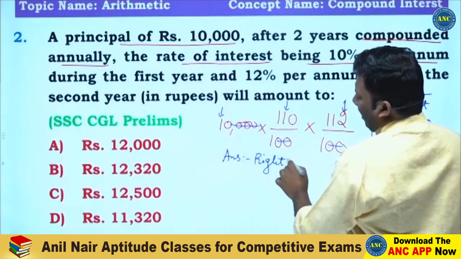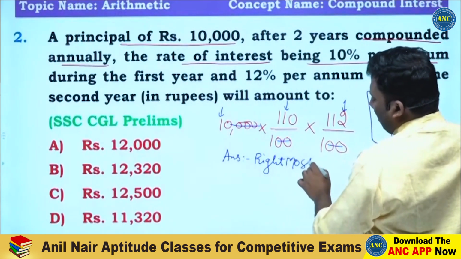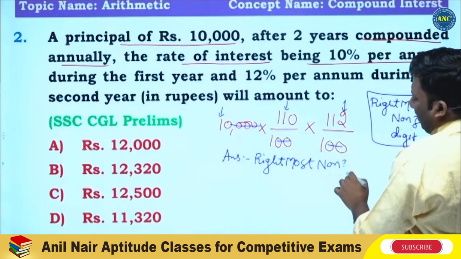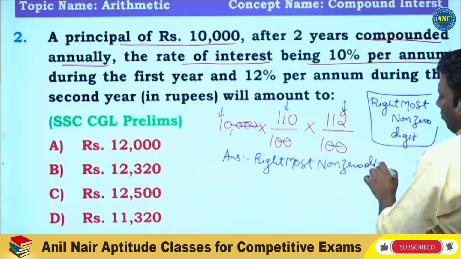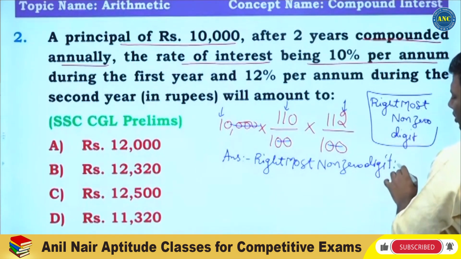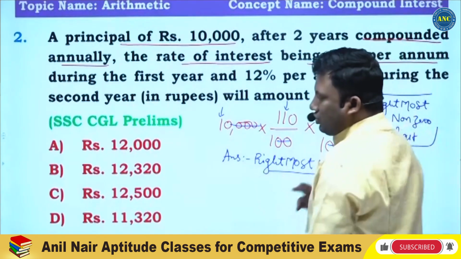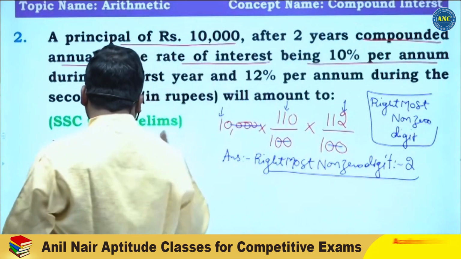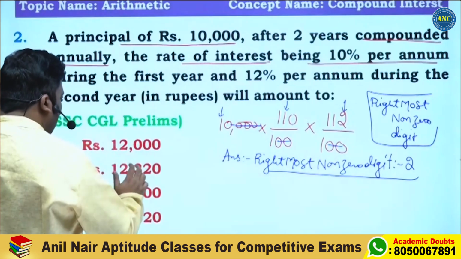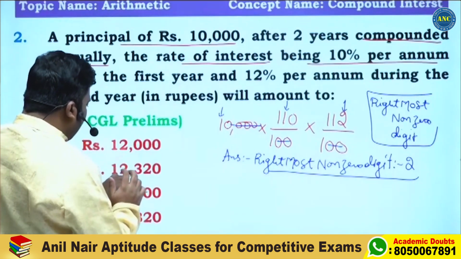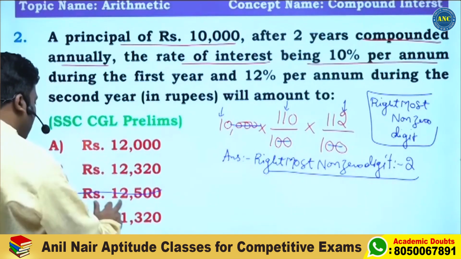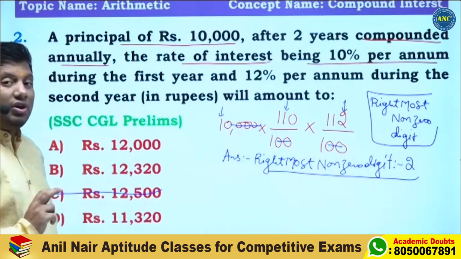Question, if it is like this, please don't show your speed calculation technique and waste your time. Rightmost non-zero digit, it should be 2. Go to the answer options. Check where the rightmost non-zero digit is 2. Here it is 2. Here it is 2. Here it is 5. This cannot be the answer. Here the rightmost non-zero digit is 2.